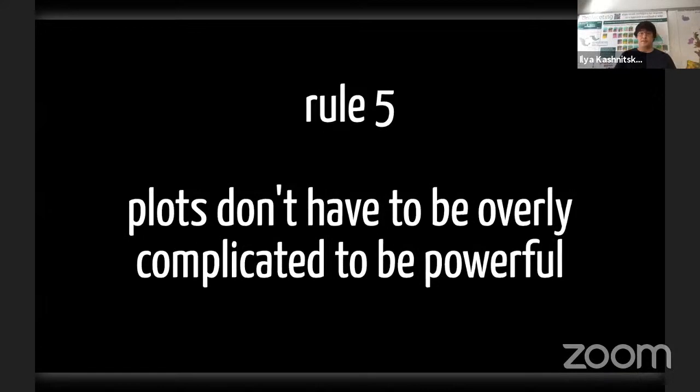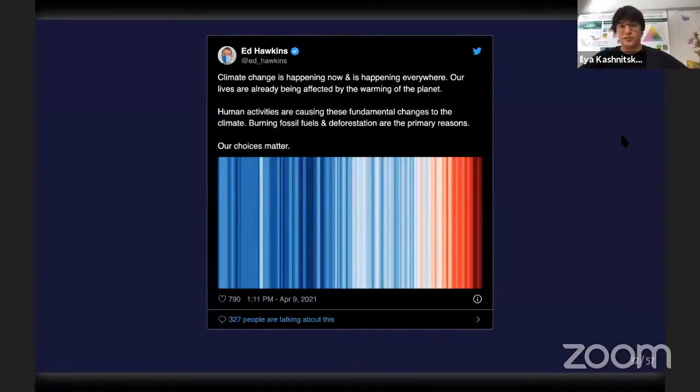Rule number 5, and I think this is very important. It's always tempting to stuff as much as possible in the plot to uncover most of the dimensions of your data. But plots don't have to be too complicated to be powerful. And I want to give you several examples.